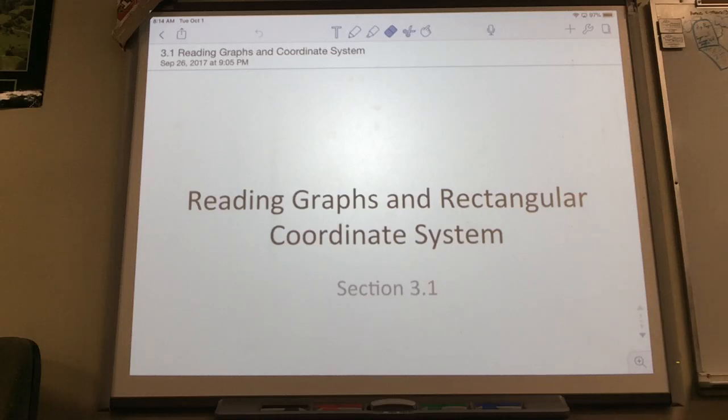Okay, we will start going over it. That means that this test will be close to the beginning of next quarter. Okay. So chapter 3, this is section 1, reading graphs in rectangular coordinate systems. So it's going to be a little bit more graphing lines.